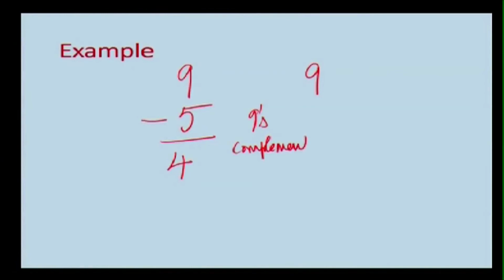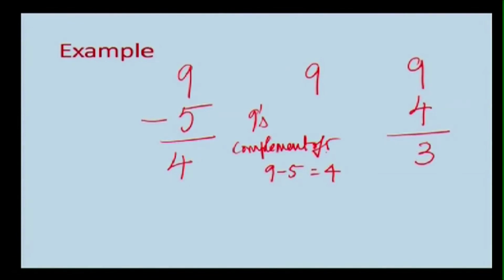Let us take an example now, a simple example like 9 minus 5. You can see here the 9 can be taken as it is, that is the minuend, but when it comes to the 5, I have to take the 9's complement. The 9's complement of 5 is 9 minus 5, which will be 4. So I have to take the minuend as it is, and the 9's complement of 5 is 4. Now I have to add these up.